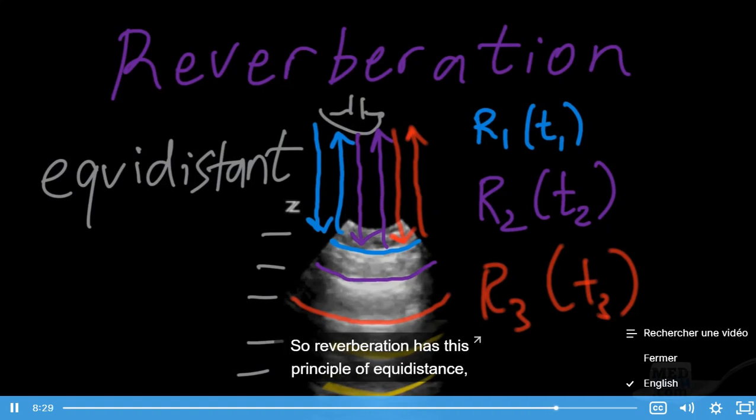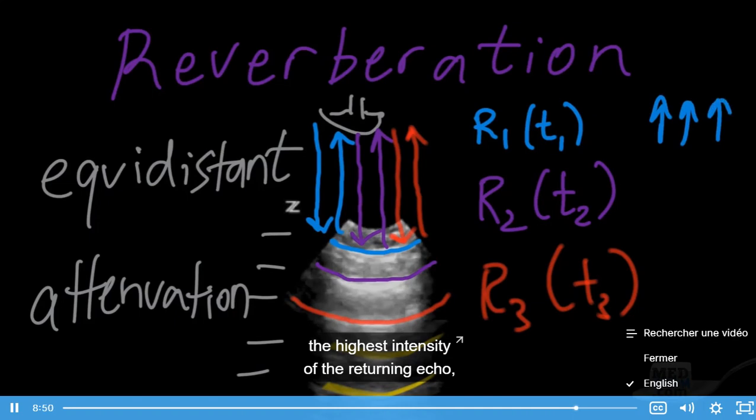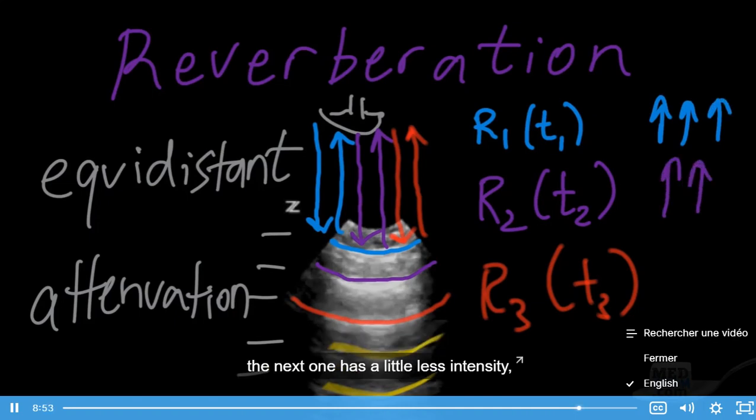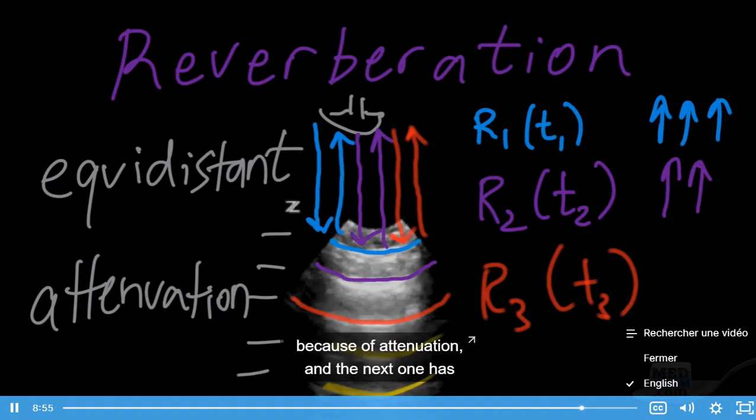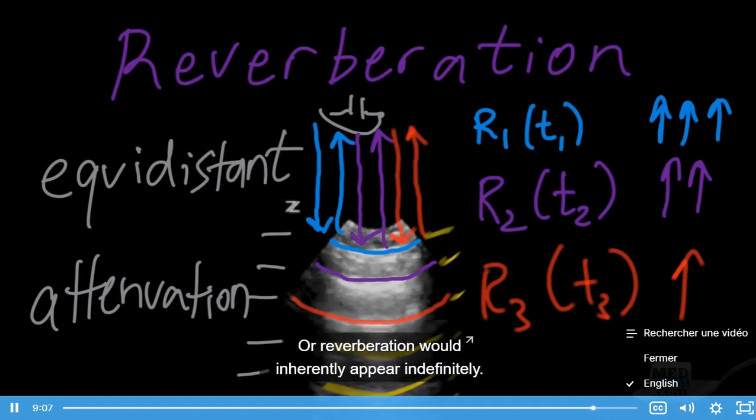So reverberation has this principle of equidistance because of the equal reflections, and it also has the principle of attenuation. You'll notice that with each reflection, the pleural line appearance is less bright. That's because this first reflection has the highest intensity of the returning echo. The next one has a little less intensity because of attenuation, and the next one a little less. So it appears as bright, less bright, less bright, less bright, and eventually it goes away. Otherwise reverberation would inherently appear indefinitely.